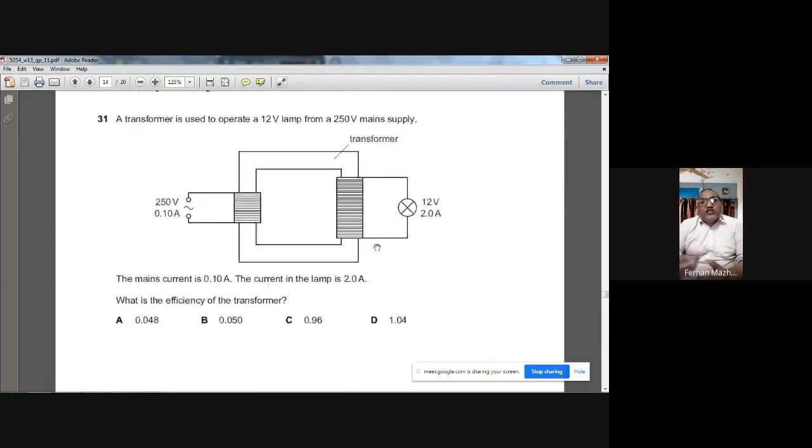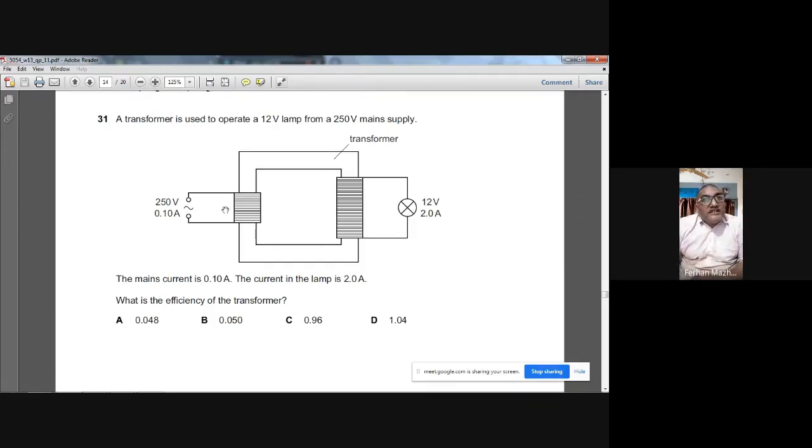Okay, the next question, a question about the transformer. A transformer is used to operate a 12-volt lamp from a 250-volt main supply. The main current is 0.10 ampere. The current in the lamp is 2 ampere. What is the efficiency of the transformer? The efficiency can be calculated by the formula useful output power divided by total input power multiplied by 100.